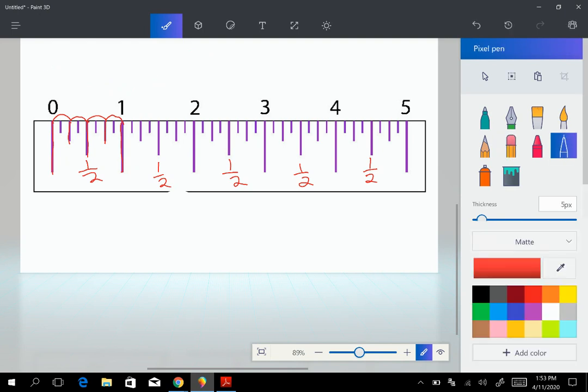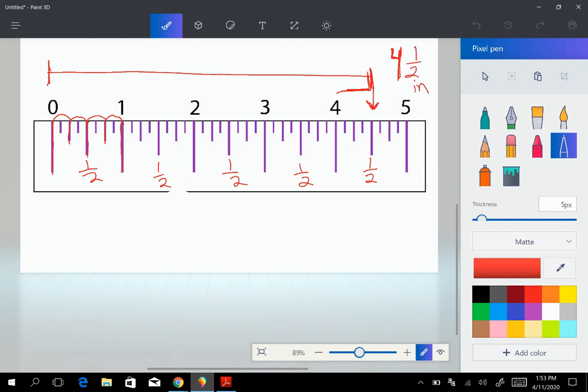All right, let's pretend that this line goes from the 0 and goes the whole way down to here. It passes the 4. When it passes the whole number 4, I write the whole number 4 down because it's 4 and then this much more. And this much more is the half line. So this is 4.5. IN stands for inches.